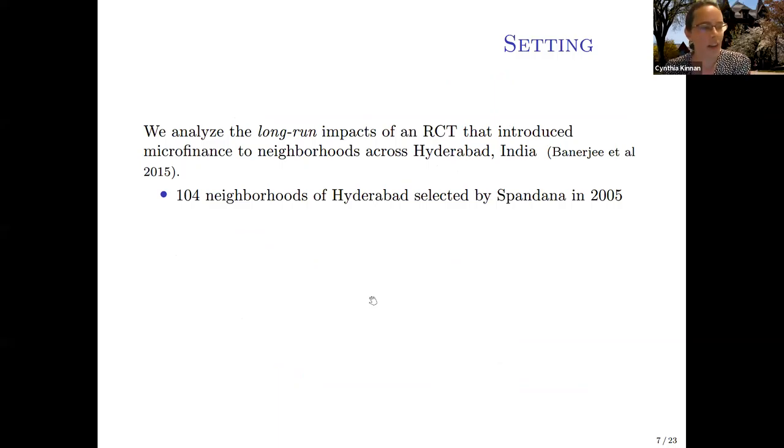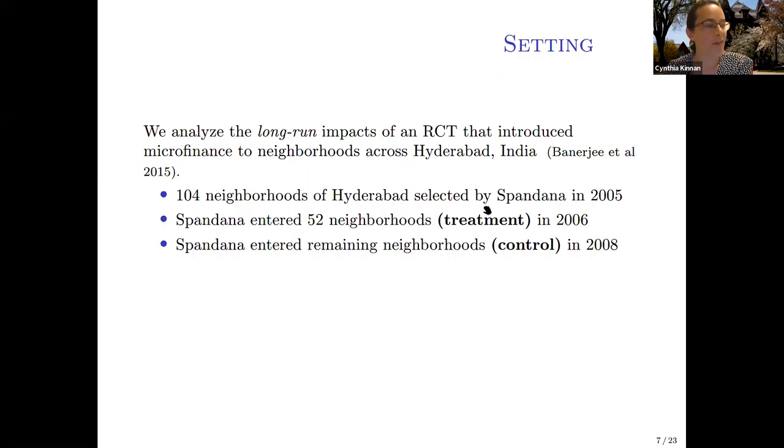We're going to analyze the long-run impacts of a randomized control trial that introduced microfinance to neighborhoods across Hyderabad in India. The study coincidentally started at a time not so dissimilar to when the Bangladesh study that Maitreesh talked about started. So in 2005, the MFI Spandana selected 104 neighborhoods in Hyderabad. 52 of those were randomized into treatment, and they received microfinance beginning in 2006. The control households received microfinance starting in 2008. This was a holdback design.